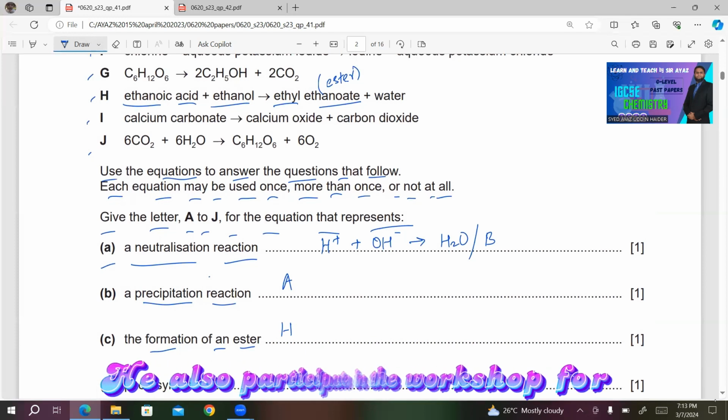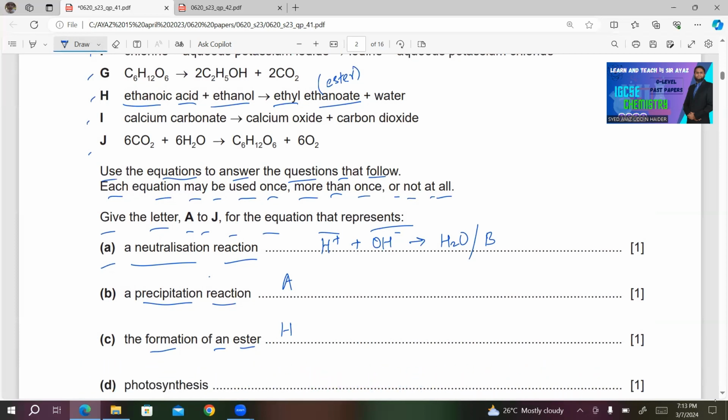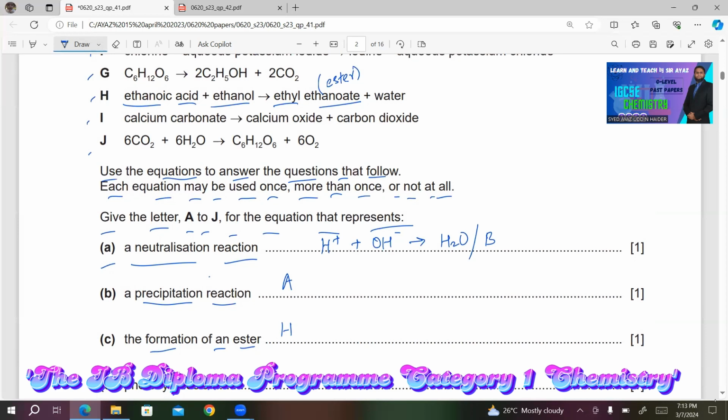D, photosynthesis. It's very easy. Photosynthesis reaction involves carbon dioxide and water. The products will be glucose and oxygen. So G will be the answer in this case.